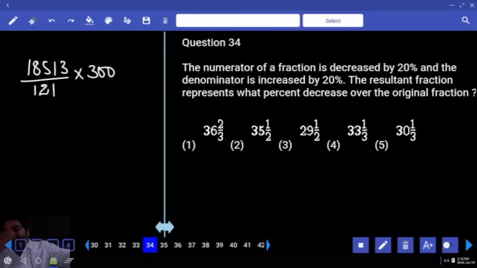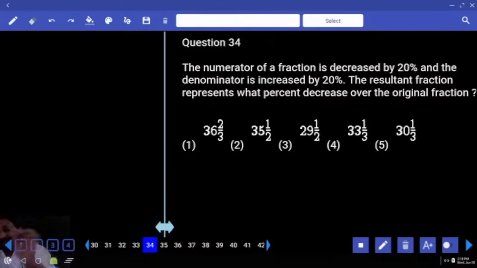The numerator of a fraction is decreased by 20% and the denominator increased by 20%. The resultant fraction represents what percent decrease over the original fraction? Can I call my fraction P by Q, or 100% of P by 100% of Q? Because we are comparing fractions, I don't want to write P by Q. Can I call it 100% by 100%, or 1 by 1? Which is 1, the initial value.